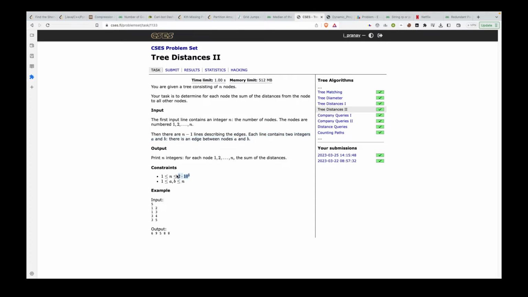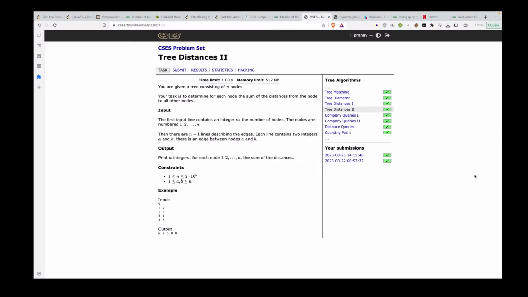Now over here, they have mentioned that n can go up to 2 times 10 to the power 5. If you have an algorithm that is order of n or order of n log n, that's fine. But if you try to compute the entire distance again and again for each node, considering that node as a root, then the time complexity becomes order of n square, which would give you a TLE over here. So you got the point of what we want to do, right? The problem statement is clear, I hope.